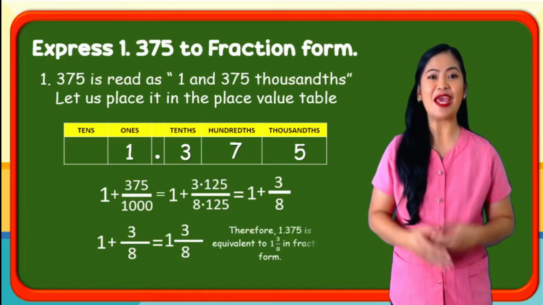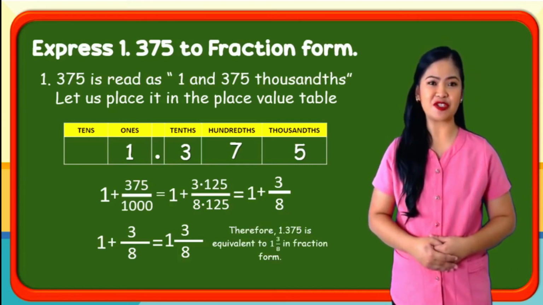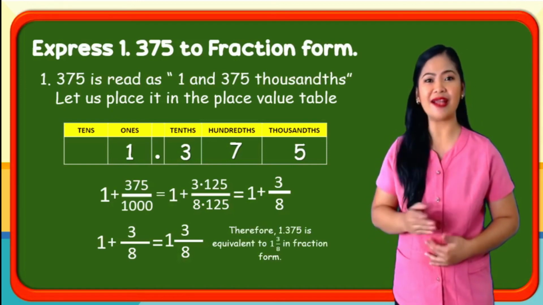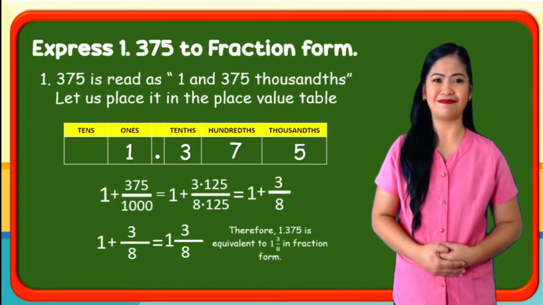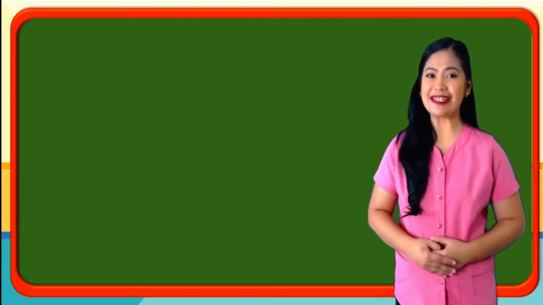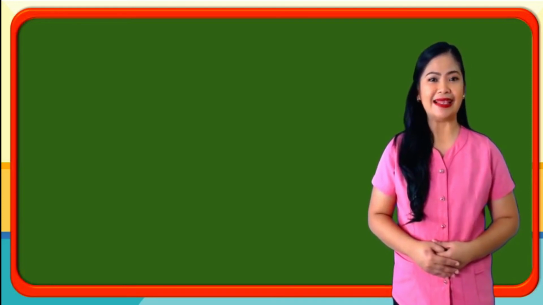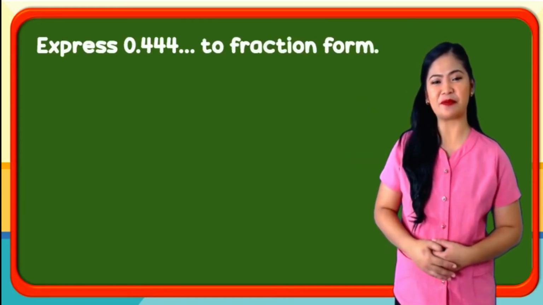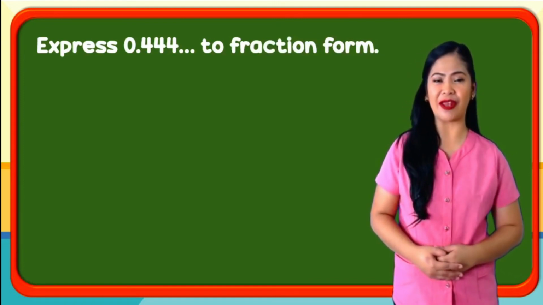So once again, to change decimals to fractions, we just write the fractional part on the numerator and its place value on the denominator, then get its lowest term. How about if the decimal that we need to change is a repeating decimal? Let us take a look at this example. We have to express 0.444 repeating as a fraction.